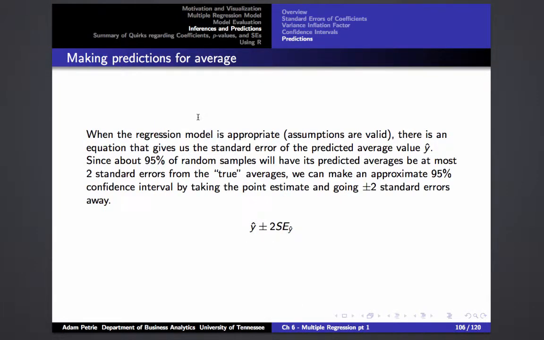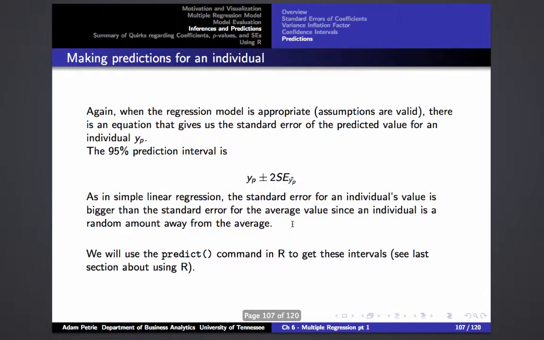So let's say we want to predict the average value of y among all individuals with some particular combination for the x's. Well, assuming the regression model is appropriate, there's actually an equation that tells us the standard error of the predicted average value. So we'll actually know how far off our predicted average is likely to be from the truth. And it turns out that taking our point estimate and going about plus or minus 2 standard errors will give us a 95% confidence interval for the true average value of y at that combination of x's.